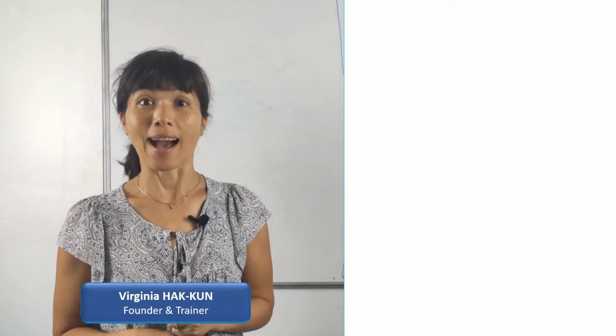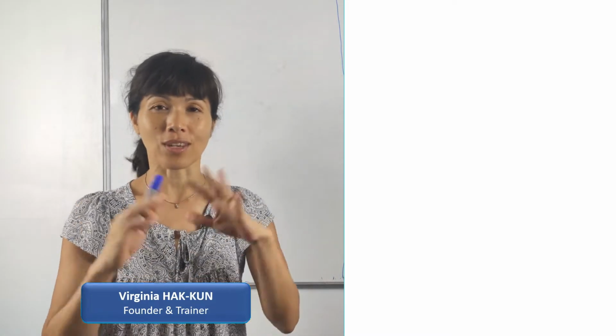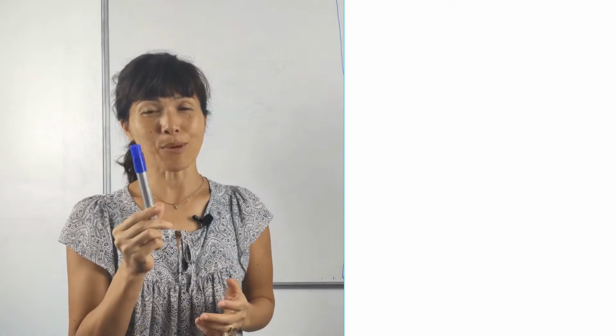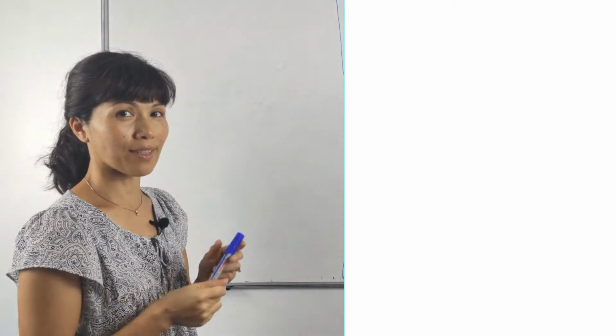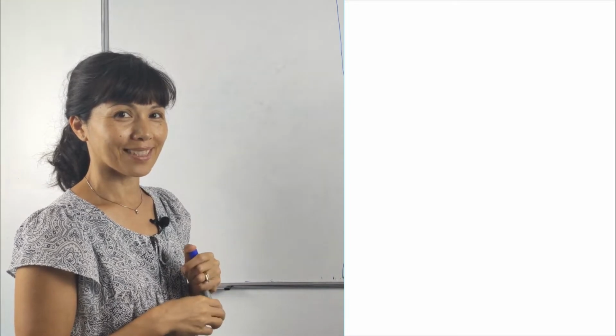Today, we're going to learn something new, how to ask questions in English. And I would like you to get a piece of paper and a pencil or a pen. I have a marker and I have my board right here. Right, do you have it? Let's go.